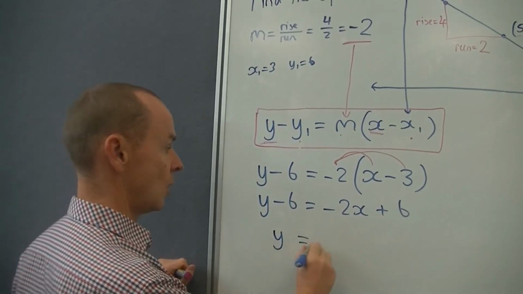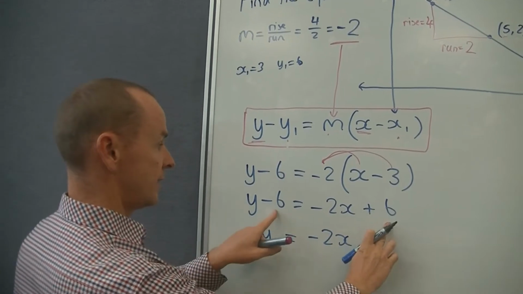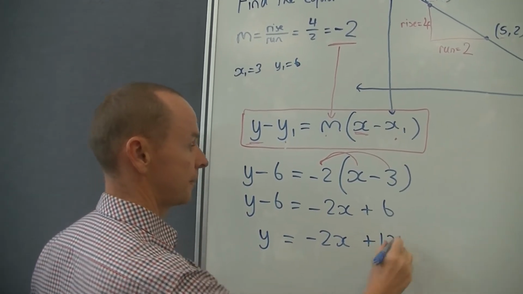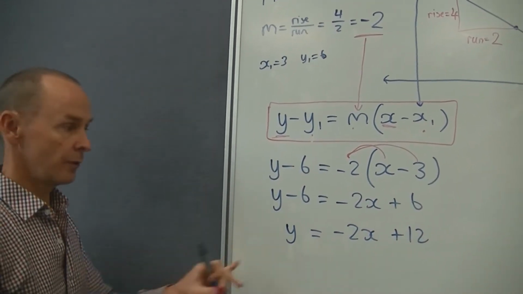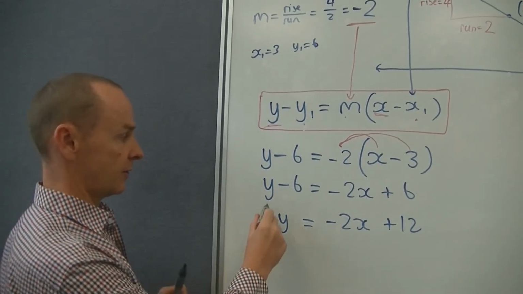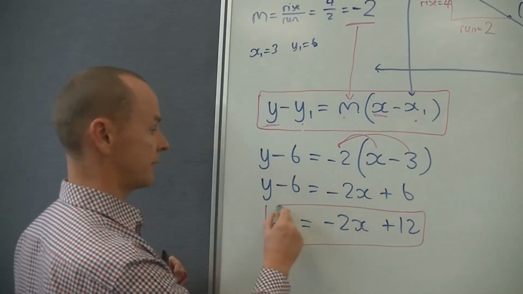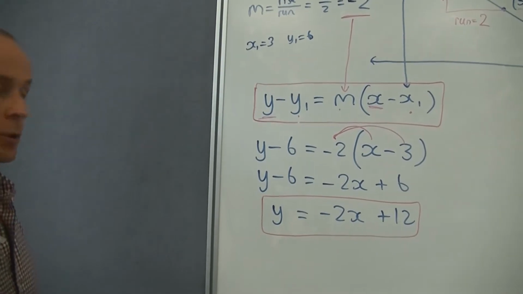by itself. y equals minus 2x, 6 plus 6 is 12. And there you have it, everyone. We've made y the subject, so it's in the form of y equals mx plus c. And there's our equation. I'll put a little box around it.